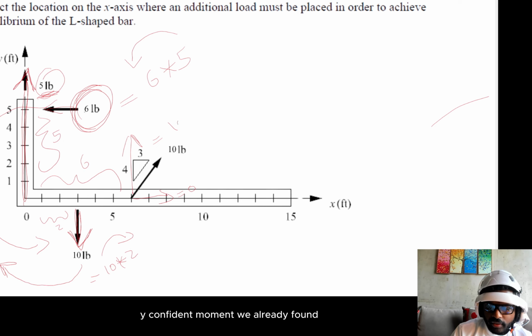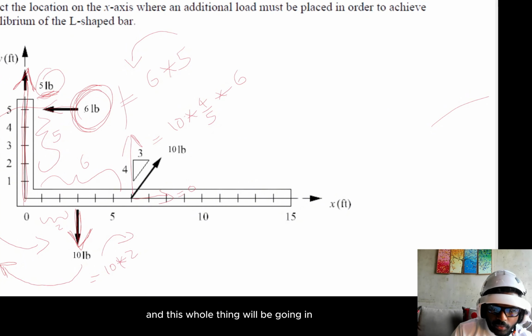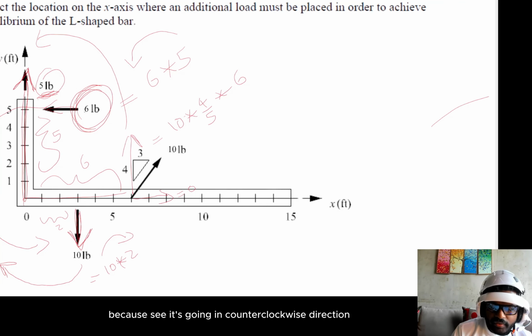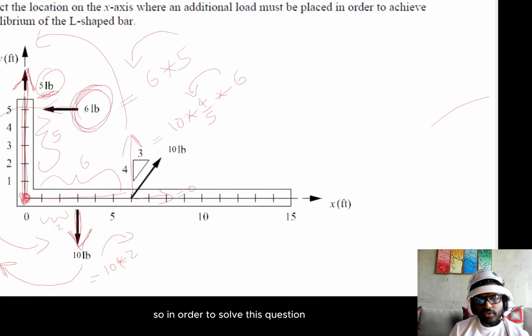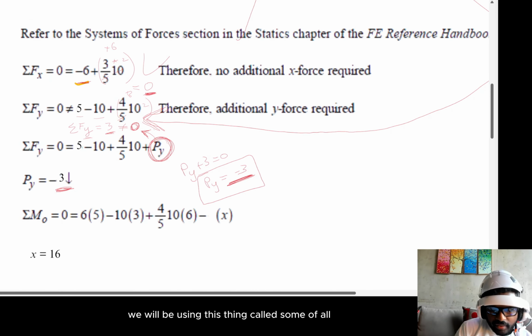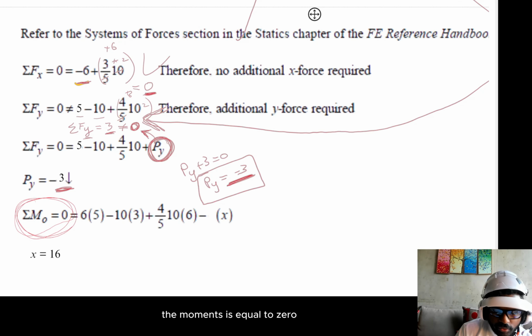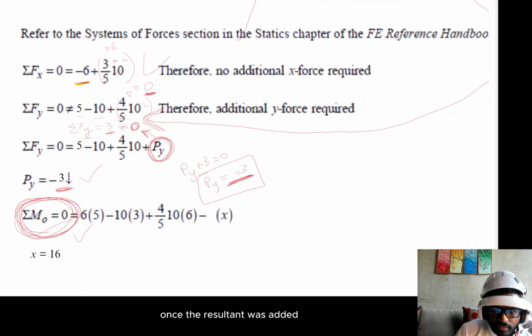The y component, we already found, is 10 times 4 by 5, and that is at a distance of 6. So 6, and this whole thing will be going in the counterclockwise direction, because it's going counterclockwise about the origin. So this will be counterclockwise. In order to solve this question, we will be using the principle that the sum of all the moments is equal to 0, since this whole system has acquired equilibrium once the resultant was added.